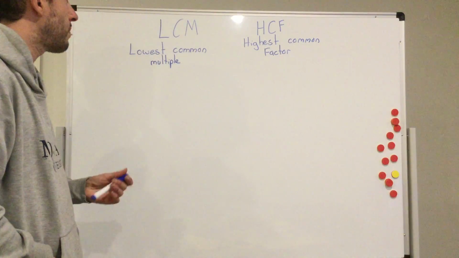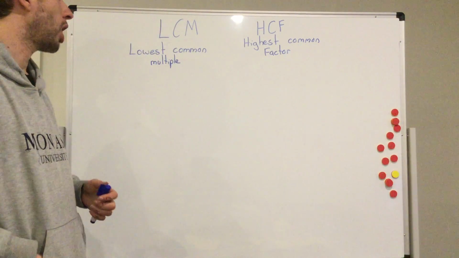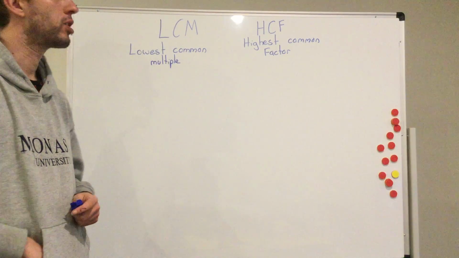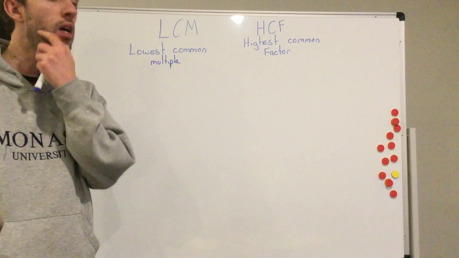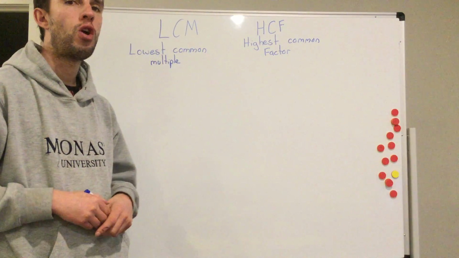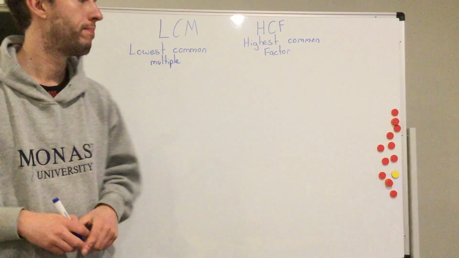So we are going to be looking at LCM, which is lowest common multiple, and HCF, which is highest common factor. Now we use these with fractions and also to simplify.